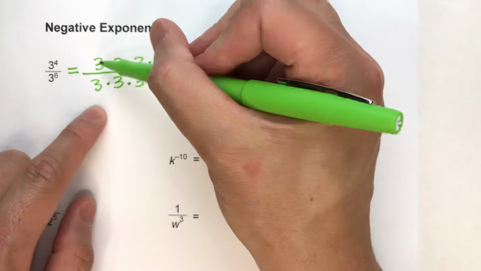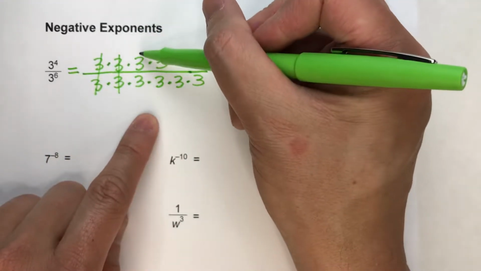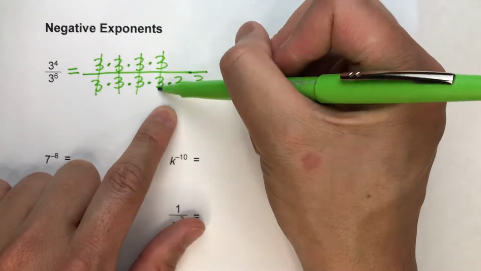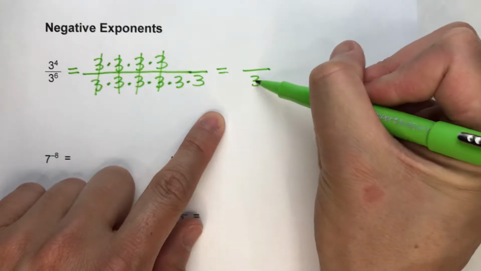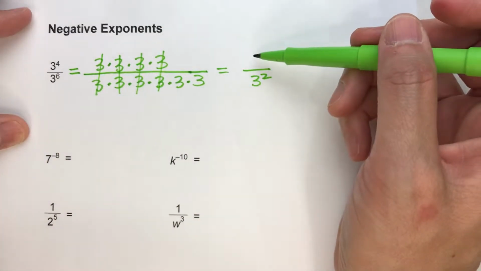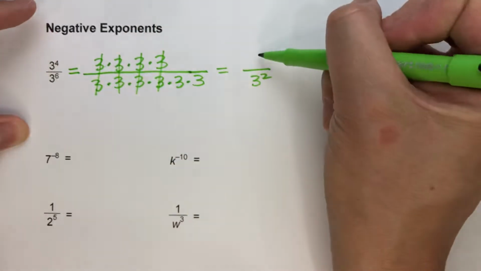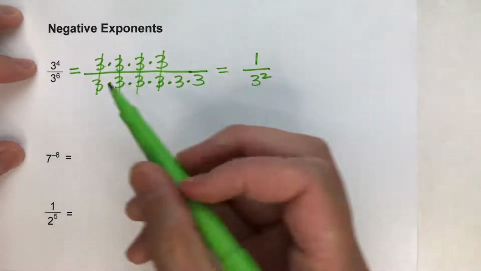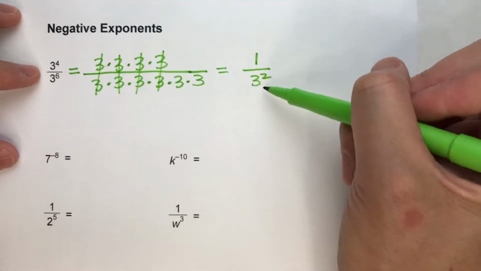And because we're dividing, 3 divided by 3 cancel out, 3 divided by 3 cancel out, and so on for four pairs. And notice, we're left with 2 3's on the bottom, so 3 to the 2nd power on the bottom. We have no numbers left on top, but that doesn't mean there's 0. When we're dealing with multiplication, when everything cancels out, what's left up there is 1. So 3 to the 4th divided by 3 to the 6th really equals 1 over 3 to the 2nd.